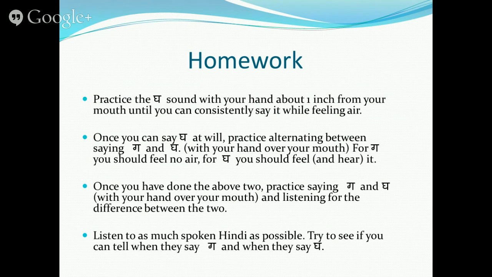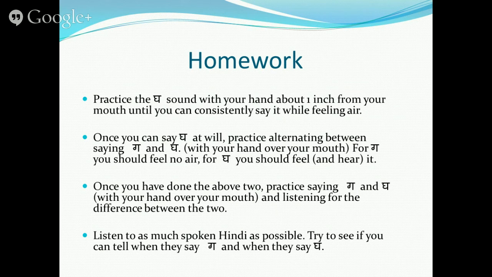So, one thing you should know though is that you really shouldn't have to make your voice deeper when saying this. It's probably the easier way for you to do it at first, but really you don't. Your voice doesn't have to be deeper, so keep that in mind. Once you can say gha at will, practice alternating between saying ga and gha with your hand over your mouth, of course, because that's how you're going to know if you're doing it right. For ga, you will feel no air, and for gha, you should feel and hear it.